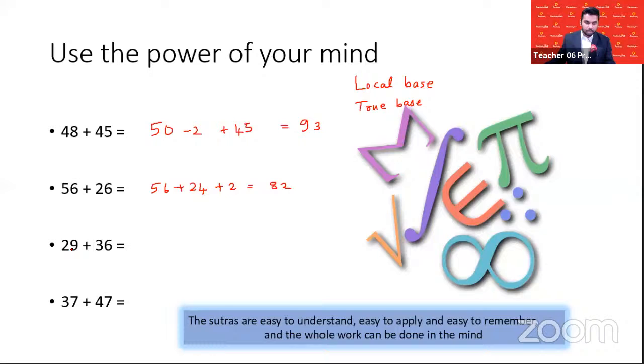So the nearest base of 29 is 30. So you can write 29 as 30 minus 1. So 30 plus 36, you know, it's 66. So the answer is going to be 65 because you have to take 1 off from 30.